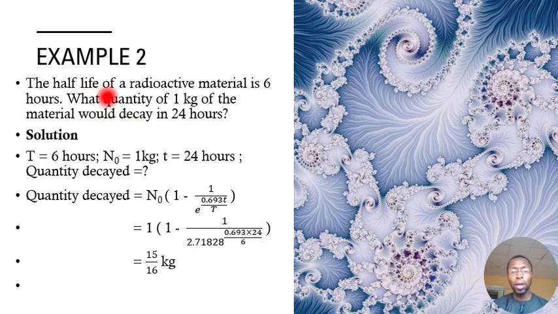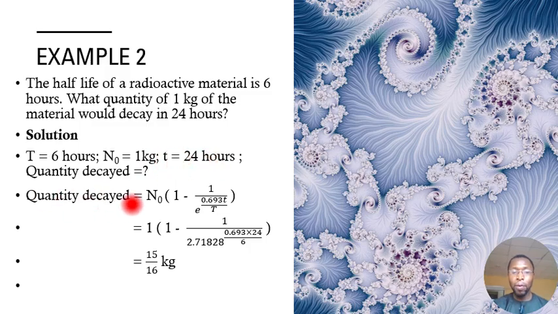So let's write our parameters out. The half-life of the material is given to be 6 hours. So half-life is capital T, so capital T is 6 hours. So what quantity of 1 kilogram? That means before the material decays, the N0 is 1 kilogram. That N0 means at time 0, when decaying has not occurred, the mass is 1 kilogram. Now we are told to find the amount that decays after 24 hours. That is our small t.